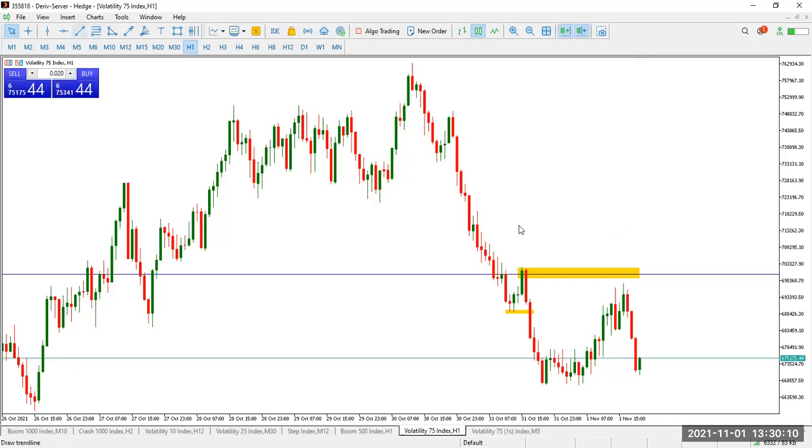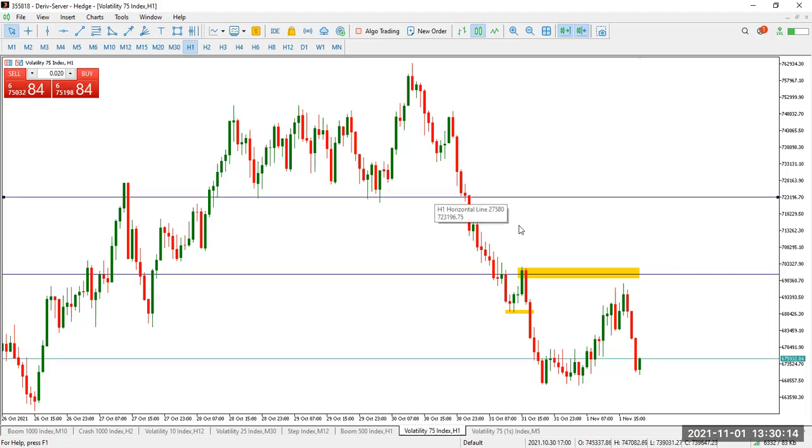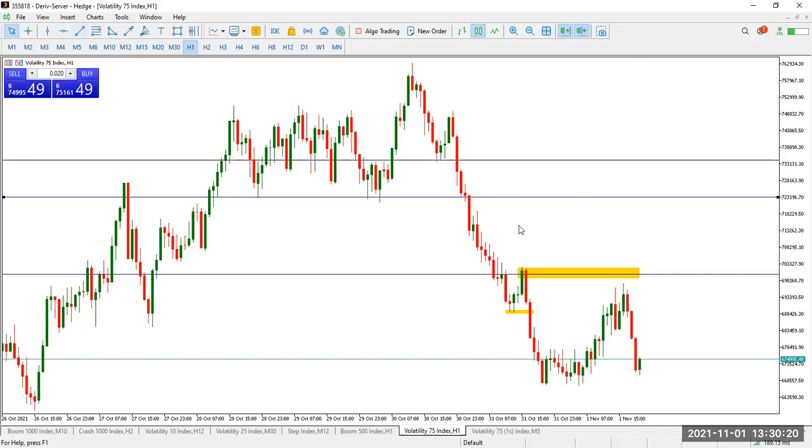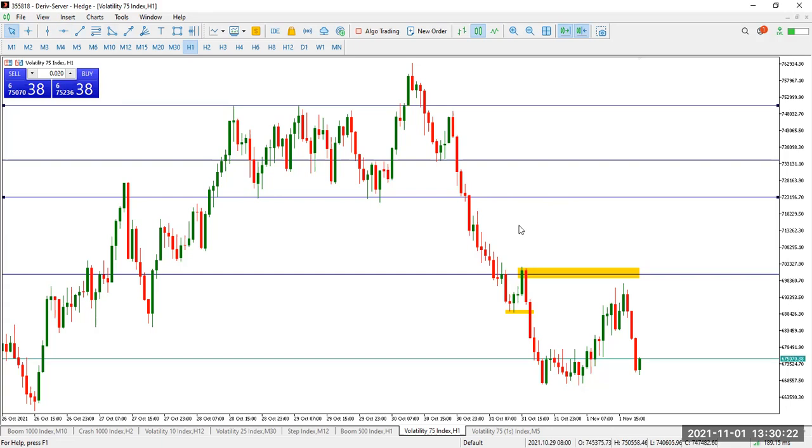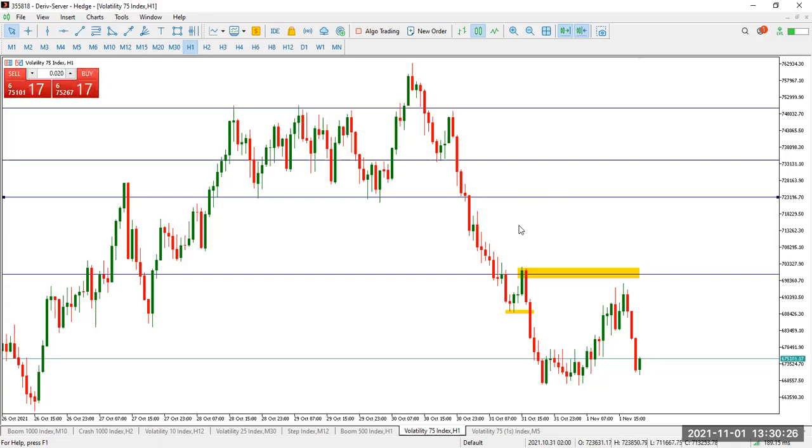Like this place now, anytime market comes here, it is going to respect it. One, anytime market comes here, it is going to respect it. Two, anytime market comes here, it is going to respect it. Three, see, we have 3 opportunities of this 75 here. All these are places where the market is going to be respecting for itself.